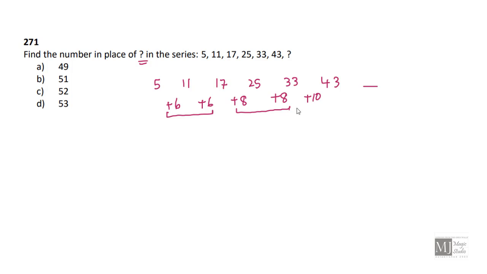Now again the difference is 2. From 8 to 10 it is plus 2. That means this difference should also be 2 times 10. That's the best logic we can fit in. So 43 plus 10 gives us 53. Let's check. In the options, do we have 53? Yes. Option D fits in.